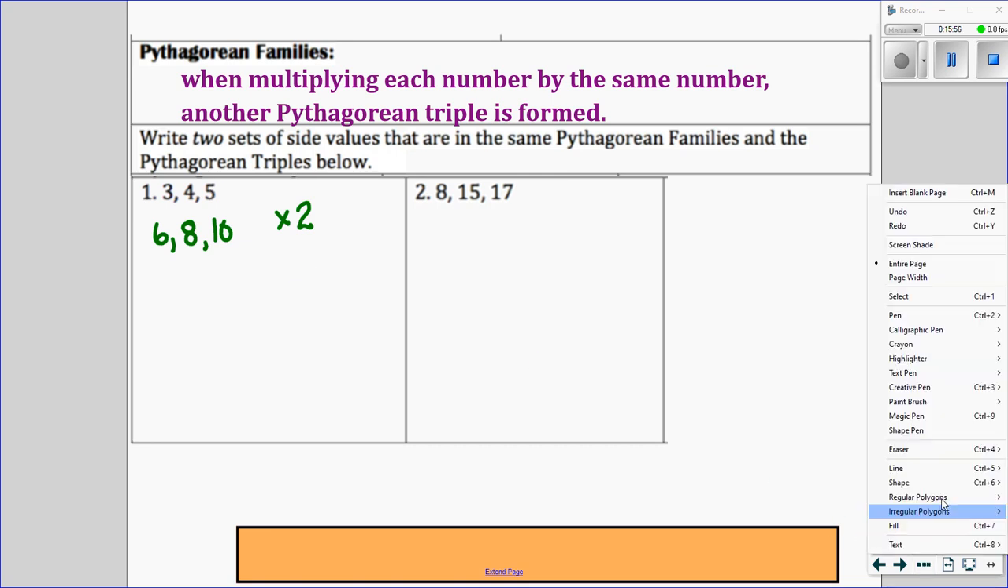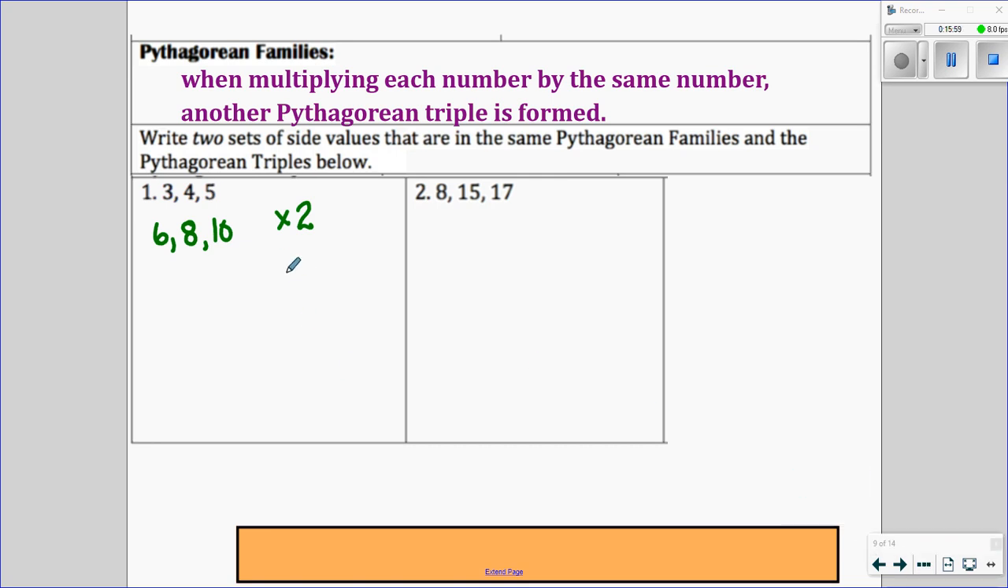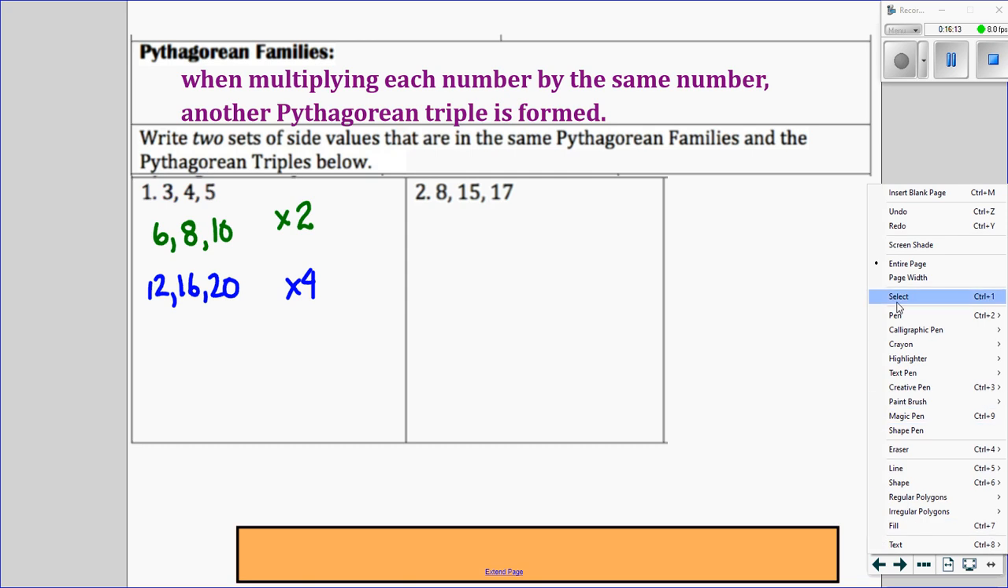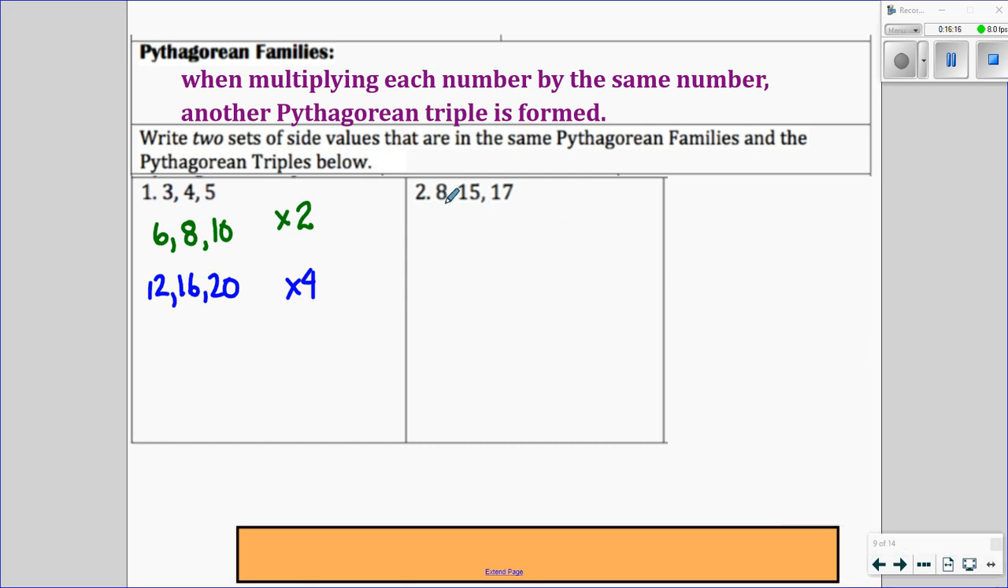If I multiplied 3, 4, 5 by 4, I would get 12, 16, and 20. 12, 16, 20 is a triple, and it's part of the 3, 4, 5 family. Let's do the other example: 8, 15, 17. If I were to multiply it by 2, I would have 16, 30, and 34. So that means that 16, 30, and 34 are a triple, and they're part of the 8, 15, 17 family.